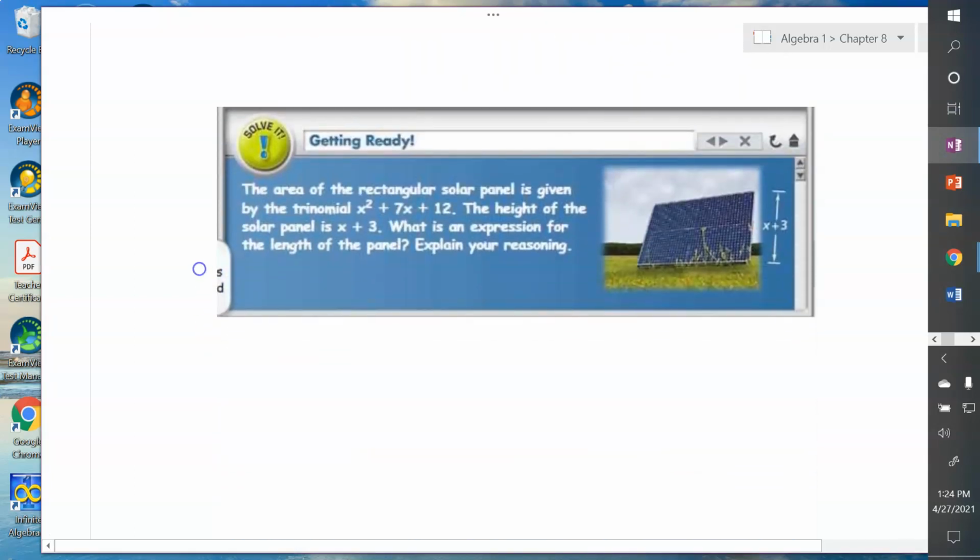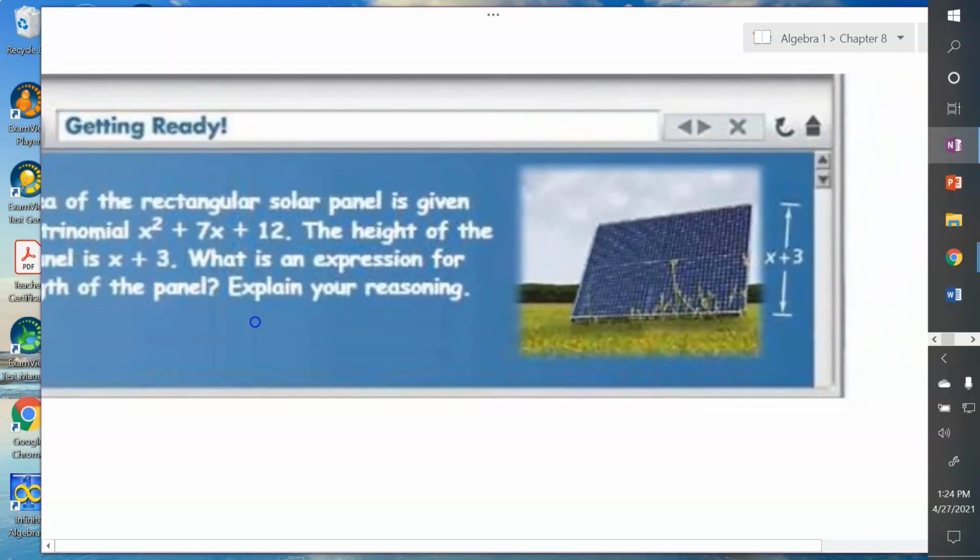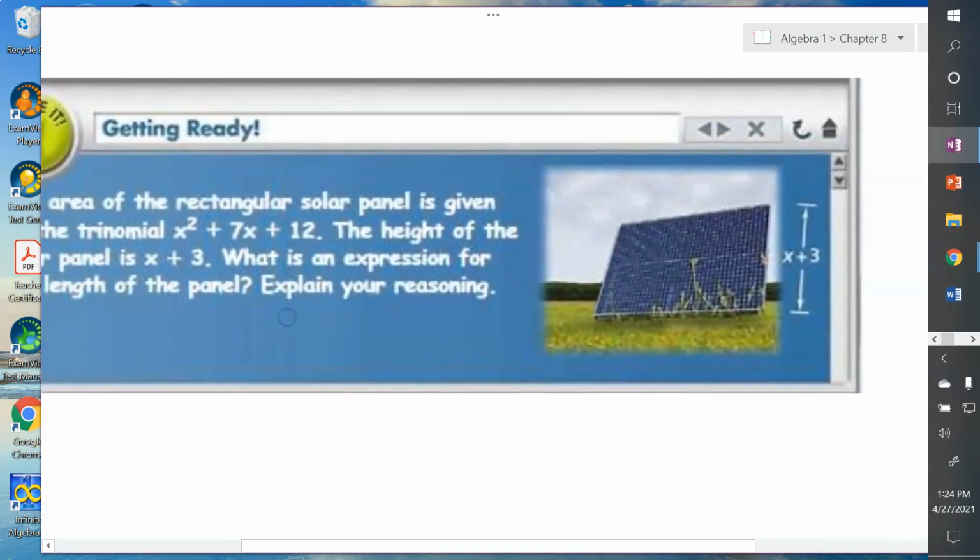So here's our first problem. We have the area of a rectangular solar panel, and it's given by this trinomial x squared plus 7x plus 12. So that's our area. And the height of the panel is x plus 3. So our area is x squared plus 7x plus 12. And we know that area is the length times the height.